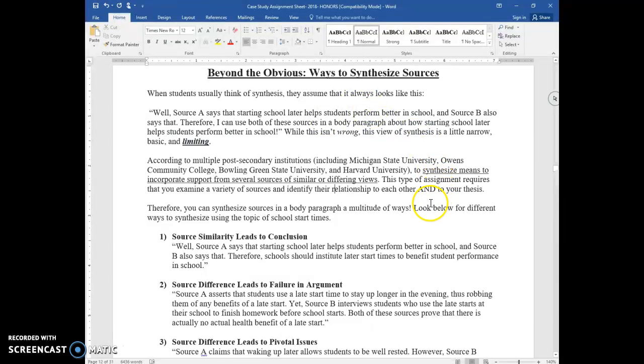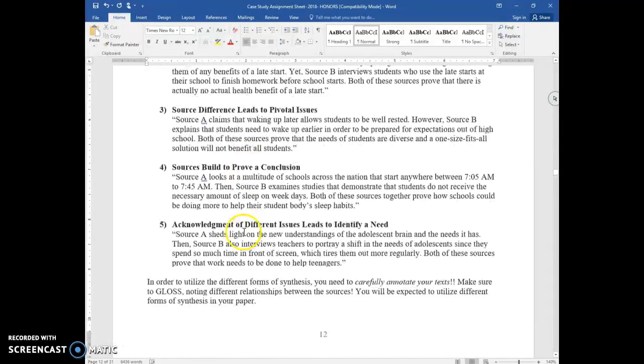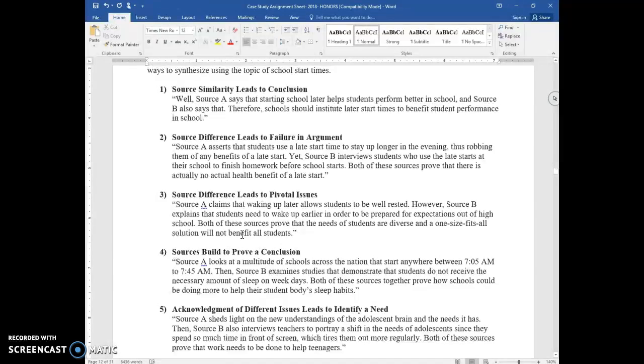This assignment will absolutely require you to do that. The research paper requires you to see how sources relate to each other. It doesn't say anything about how sources are the same. It just simply asks, what is their relationship? Okay? So here are some different ways for you to synthesize. That's what the rest of this is.